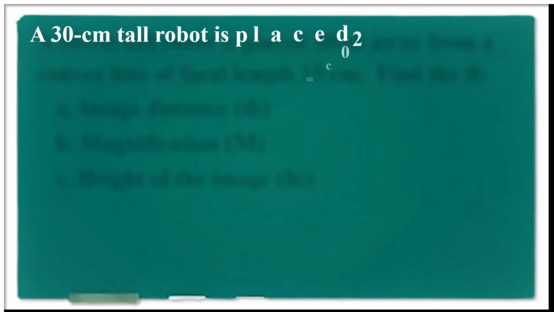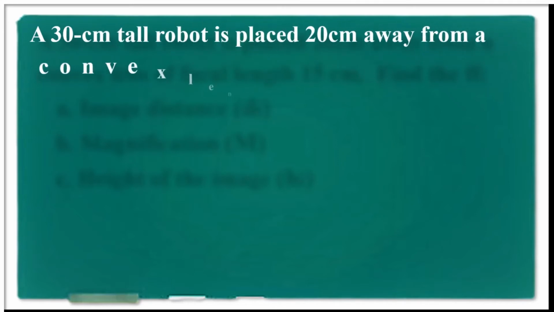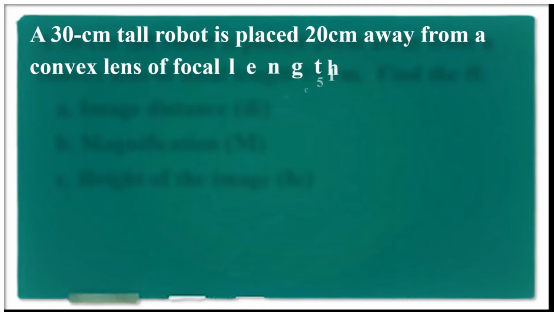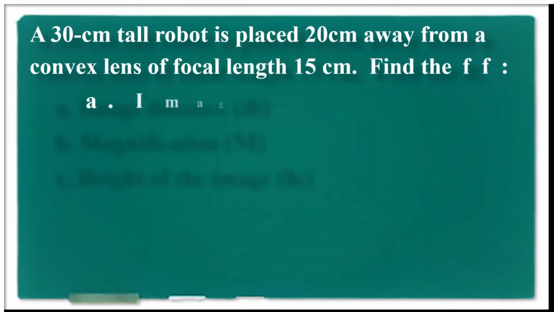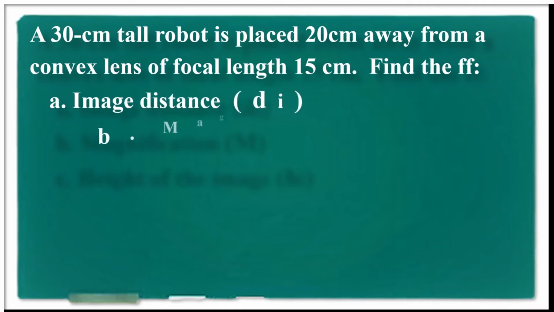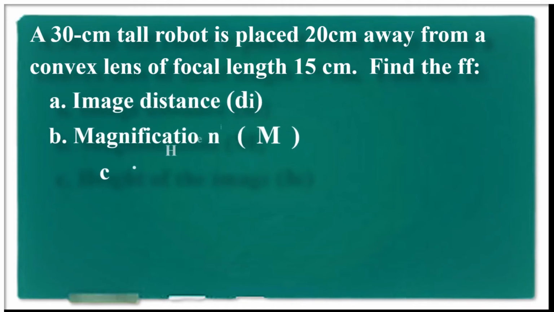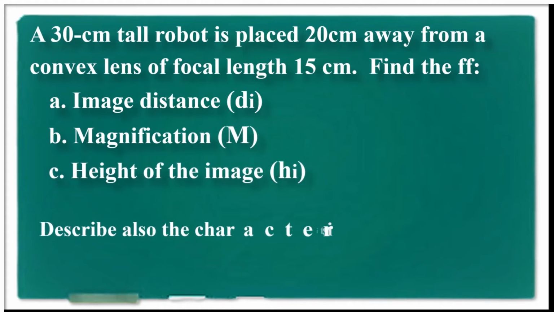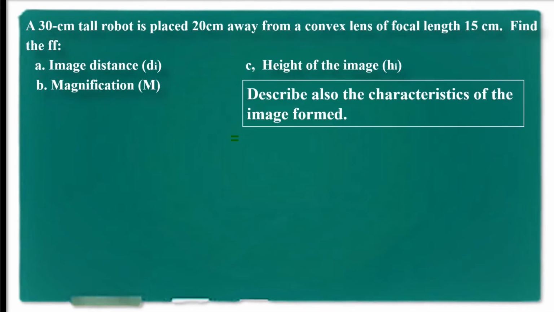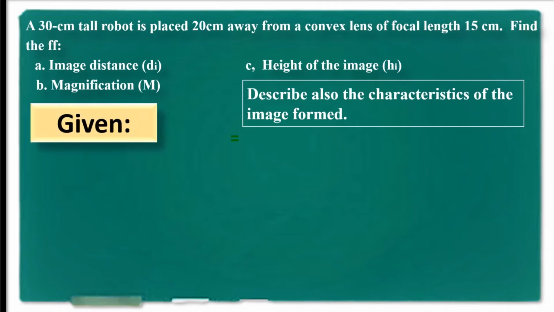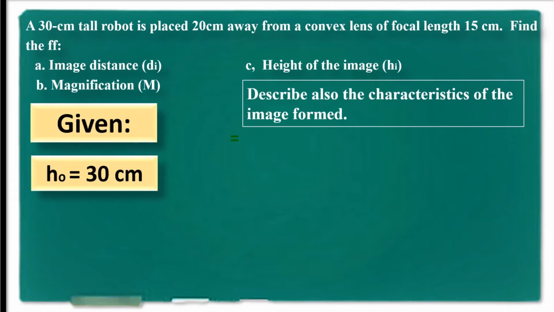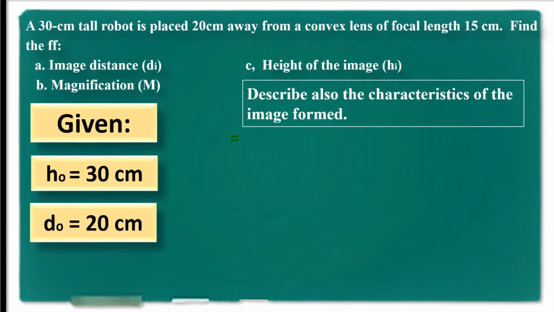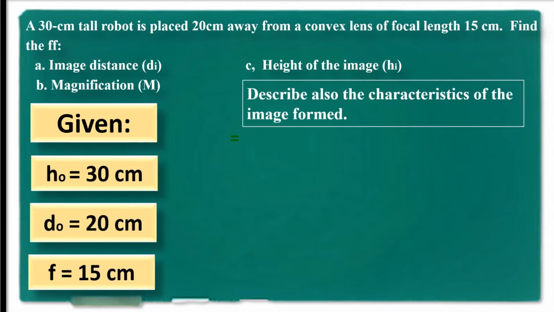A 30 centimeter tall robot is placed 20 centimeters away from a convex lens of focal length 15 centimeters. Find the following. Letter A, image distance. B, magnification. And C, height of the image. Describe also the characteristics of the image formed. Now, who can identify the given data? Very good. So, the following are the given data. HO equals 30 centimeters, DO equals 20 centimeters, and F equals 15 centimeters.